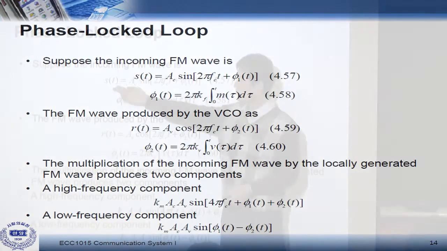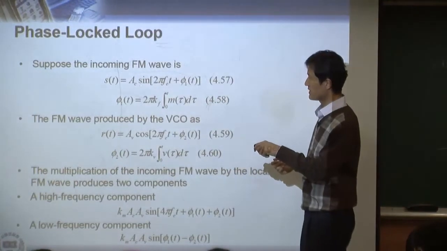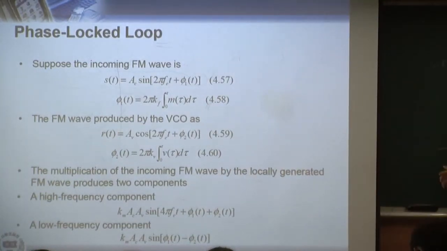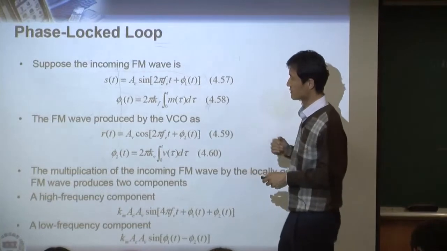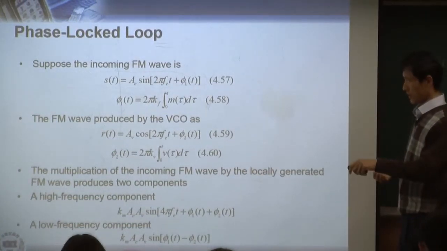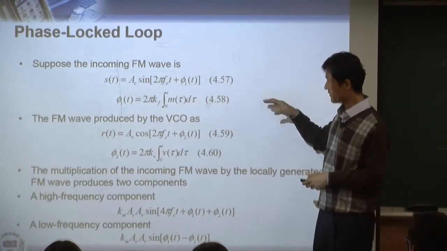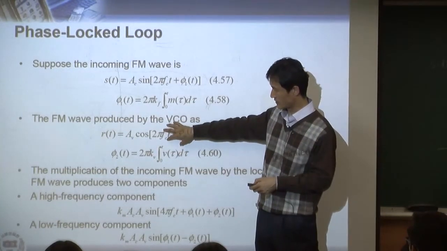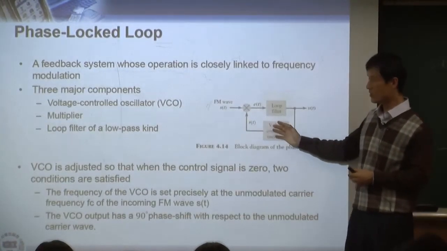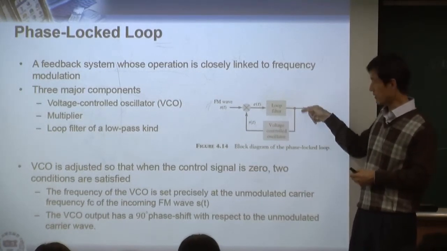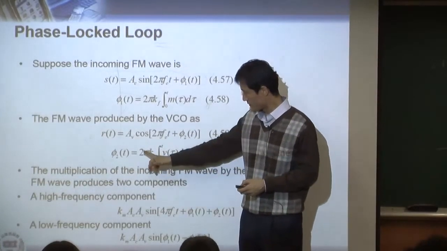Now let's take a look here. We have s(t). This is an incoming FM wave. This is s(t) equals A_c sine. Okay, and then our phi one is going to be like this. Now, when you use a VCO, the VCO will create this kind of signal. So what is r(t)? r(t) is the output of the VCO. So the VCO has the input v(t). v(t) is the input to the VCO. r(t) is the output of the VCO. So that's this relationship.